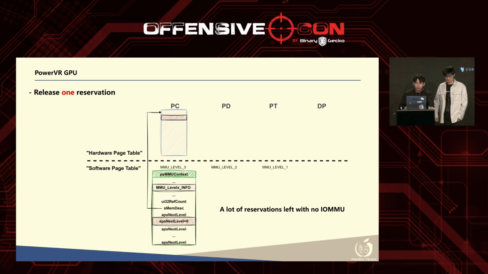As a result, if we release one reservation, it will trigger the release of the software page table and its corresponding hardware page table. Once the ref count reaches 0, the driver assumes that the mapping and the related resources are no longer in use and frees the memory. According to the PowerVR logic, there is no explicit reference like a dangling pointer because of this. So it is not a traditional UAF.